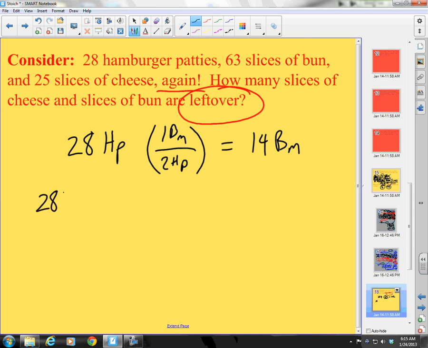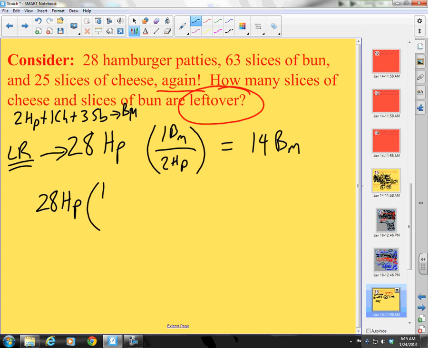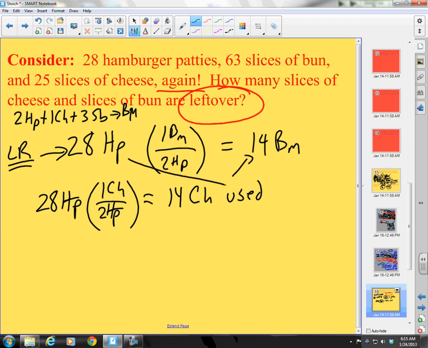Well, if I have 28 hamburger patties, and let's remind ourselves, two hamburger patties plus one slice of cheese plus 3 slices of bread equals 1 Big Mac, right? Good. So if I have 28 hamburger patties, and we know these are all going to be used up. Why? Because they are the limiting reagent, we said, right? If I have 28 hamburger patties, and I have 1 slice of cheese per 2 hamburger patties, right? Good. Some hamburger patties cancel, and I get 14 slices of cheese. And what is that? Well, that's how many slices of cheese are used to make my 14 Big Macs to use up my 28 hamburger patties. So I have 14 cheeses used.